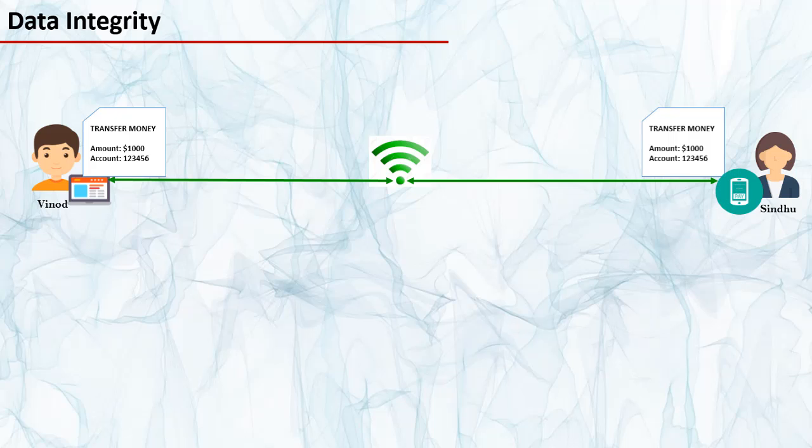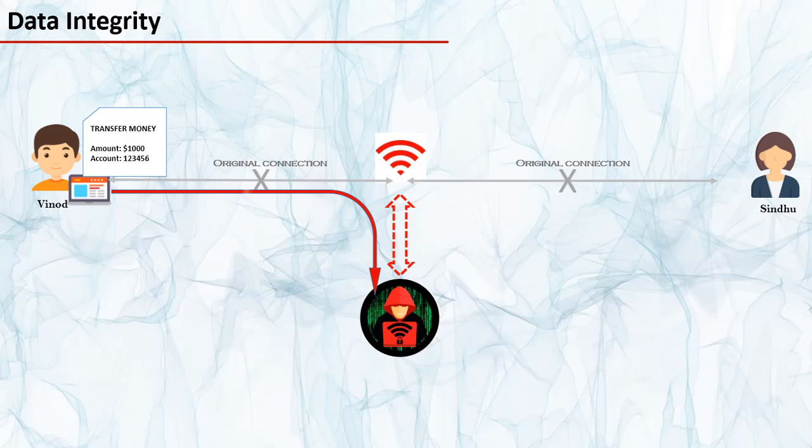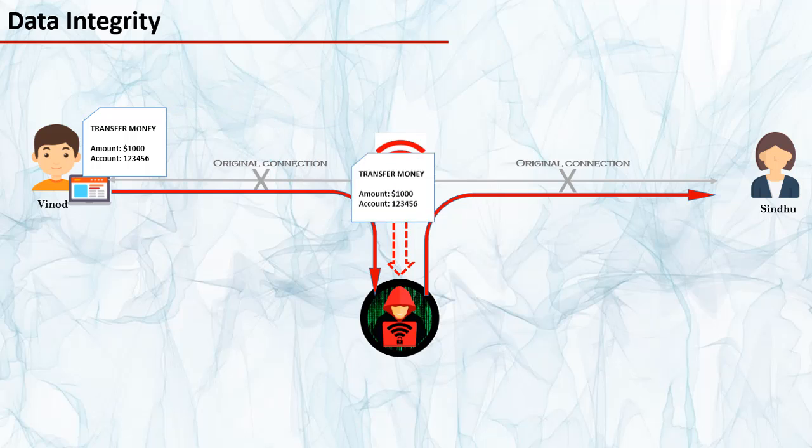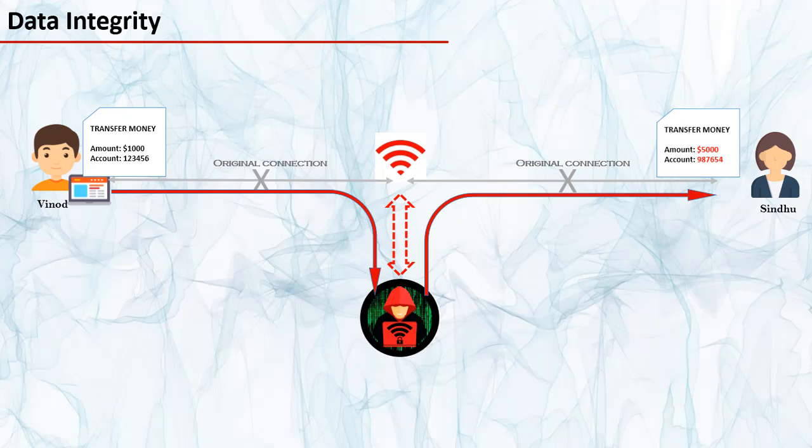Now let's understand this in the context of a man-in-the-middle attack, where the Wi-Fi router is compromised and the original connection is lost. Now all the messages can be intercepted by the hacker. This hacker is able to read the message exchange happening here, and he is interested in the financial transaction message that is getting exchanged between Vinod and Sindhu. Later he modifies the message with a different amount and the hacker's own account number and sends the message to Sindhu. Sindhu ends up transferring money to the hacker's account. Can you think of the problem in the above scenario? As we can clearly see, there is loss of data integrity here.